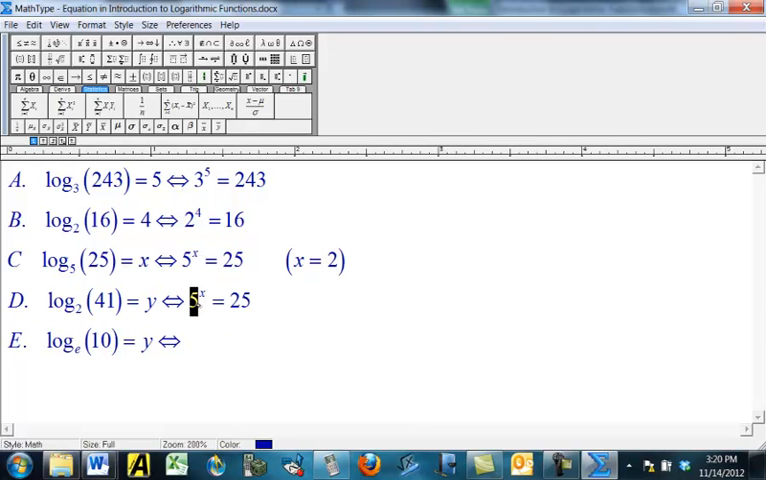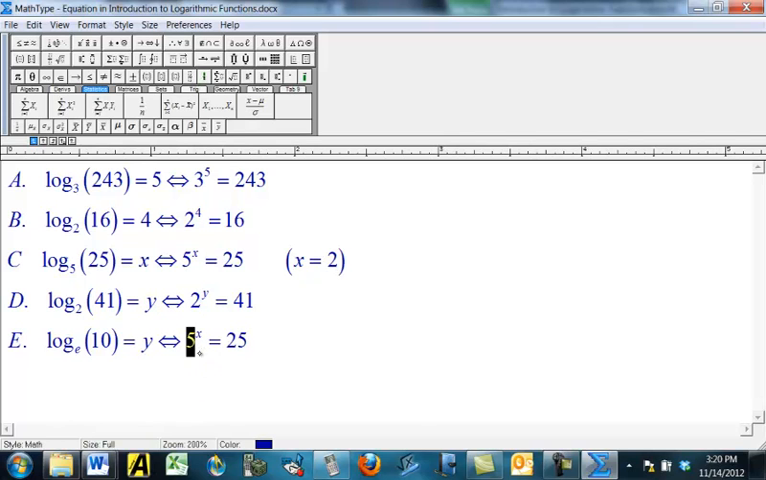Okay, the next one, the base is 2. The logarithm, the power, the exponent is y, and that leaves 41 to be out here. 2 to what power is 41? Well, that's going to be harder to say, but let's see, 2 to the 5th power is 32. 2 to the 6th power is 64, so it's somewhere between 5 and 6, 5 point something.